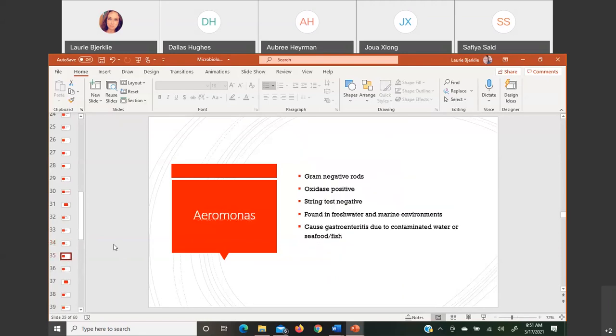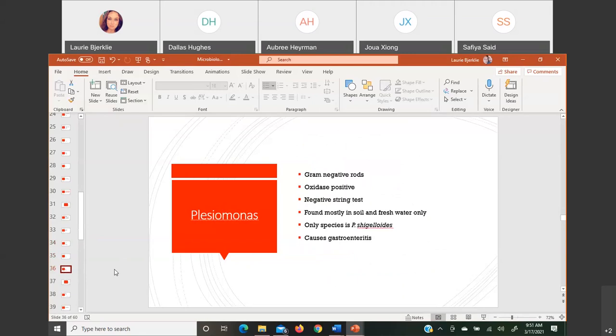Aeromonas, another gram-negative rod, oxidase positive, also coming from water environments. So in this case, it's string test negative, so that'll separate it from the Vibrio species. And then Plesiomonas, same thing, string test negative, coming from water, so that will also separate it. The only species is Plesiomonas shigelloides, and again, causing gastroenteritis.